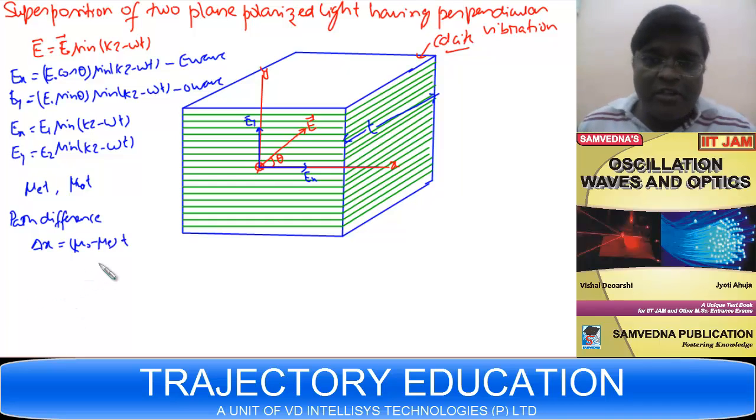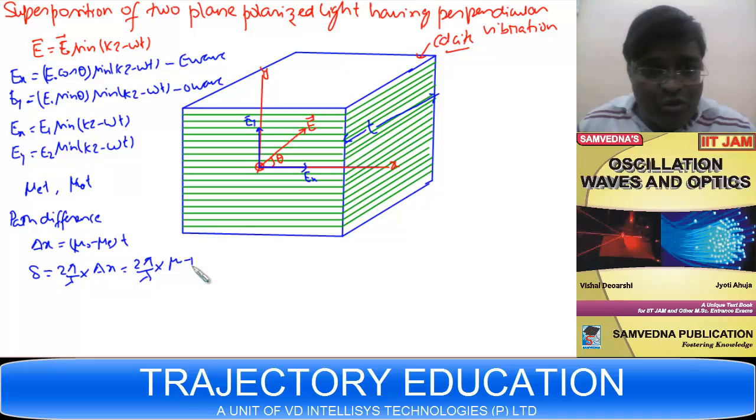Mu O minus mu E t. So when they come out, they travel a different path, so they will develop a phase difference. This phase difference is equal to 2 pi by lambda into delta x, that is 2 pi by lambda into (mu O minus mu E) t.